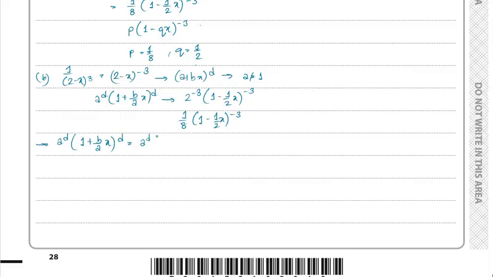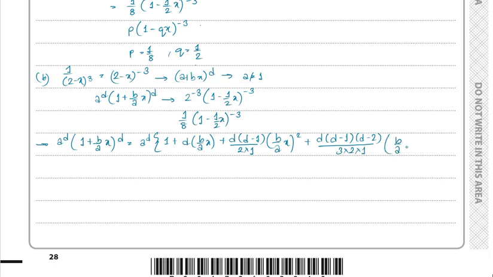So we'll first write a to the power d, then give a bracket, and write 1 plus d multiplied by b by a x, plus d multiplied by (d minus 1) divided by 2 multiplied by 1, multiplied by (b by a x) squared, plus d multiplied by (d minus 1) multiplied by (d minus 2) divided by 3 multiplied by 2 multiplied by 1. That would be (b by a x) cubed. And this would be then bracket close.